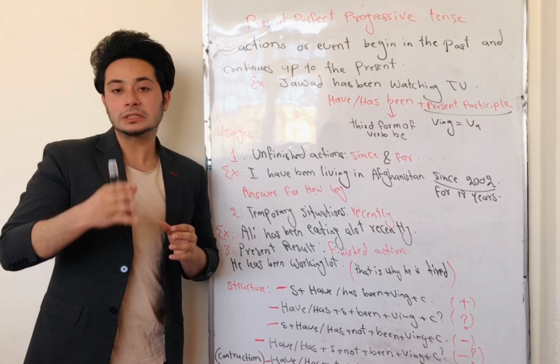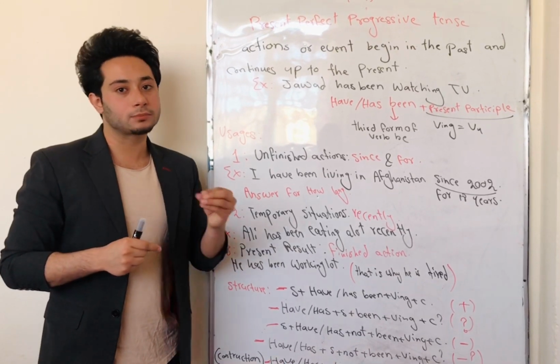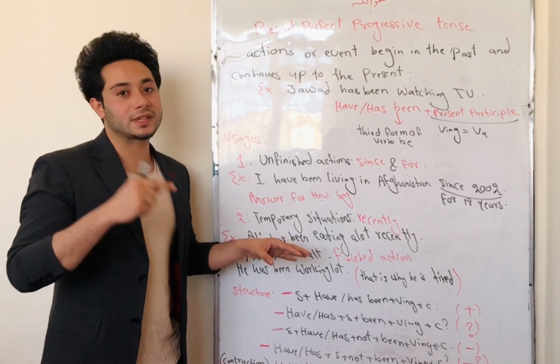But something that I want to mention in the second usage: if you want to use present perfect progressive tense to talk about a temporary situation, you need to use recently in your sentence.